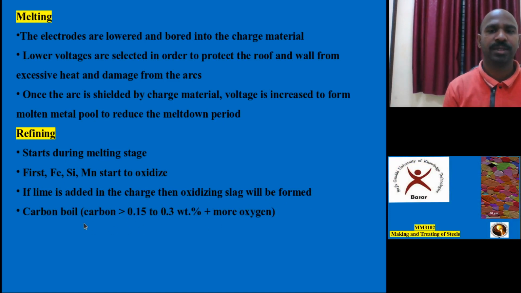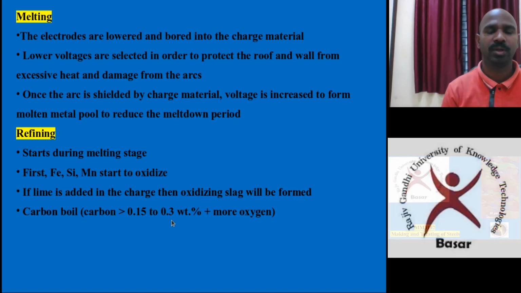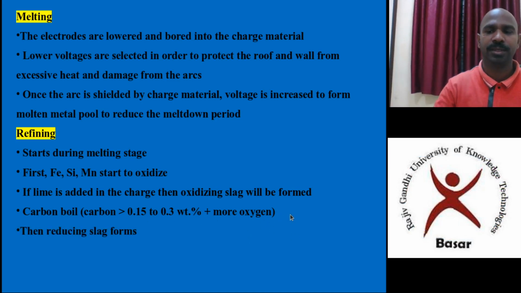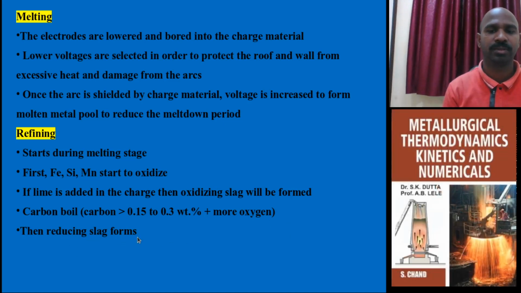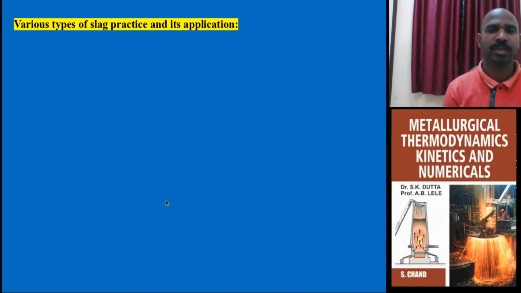At the carbon boil stage, the carbon will be in the range of 0.15 to 0.3, which is medium carbon steel, and some oxygen will be dissolved in the steel. And then after this you go for the reducing slag. After the oxidizing slag, these things take place in the refining stage.